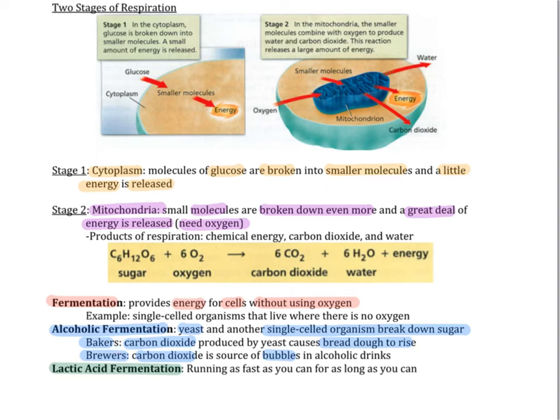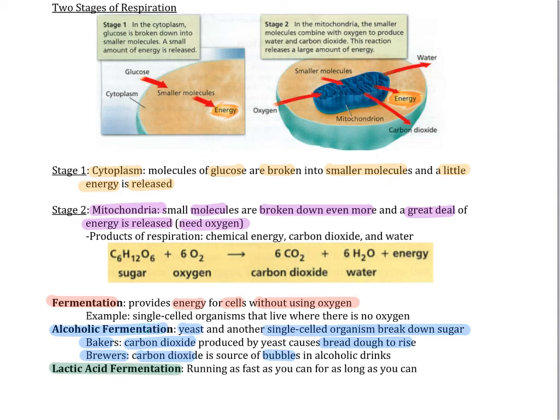The products of respiration are chemical energy, which cells are able to use, carbon dioxide, and water. You can see that it is exactly the opposite of the formula for photosynthesis. Instead of needing to put energy in, we end with energy. The process of fermentation provides energy for cells without using oxygen. And this is an example of something that single-celled organisms that live where no oxygen might use.